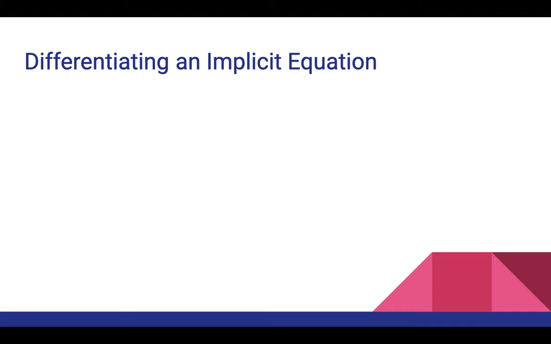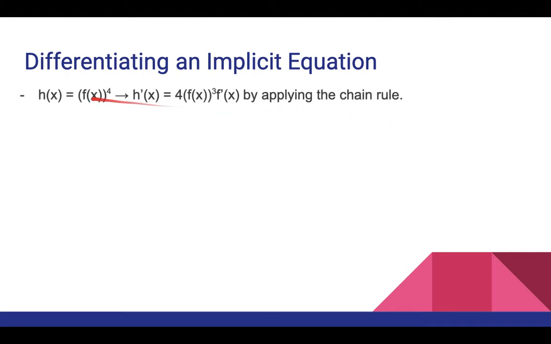So now let's look at how to differentiate an implicit equation. We're going to start off with an example from the chain rule where we have h of x equals f of x to the 4th power. If we apply the chain rule to take the derivative of this, as we've done in class, we'll get 4 times f of x cubed times the derivative of f of x.